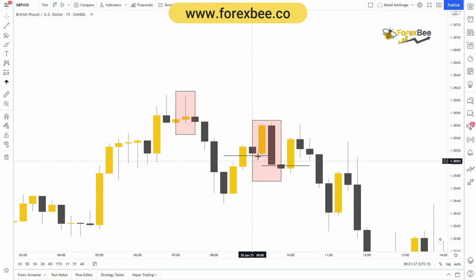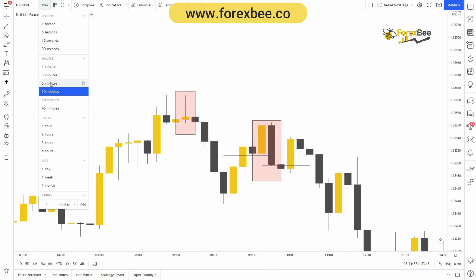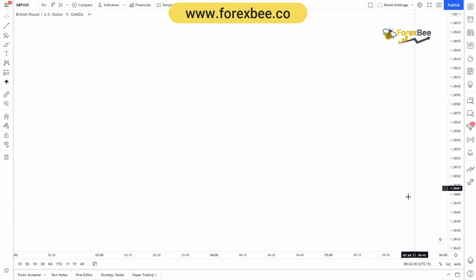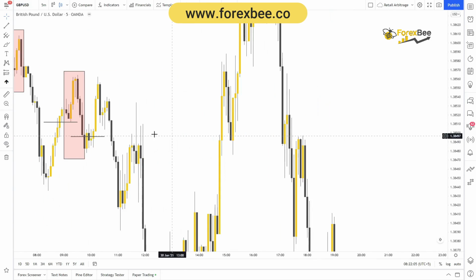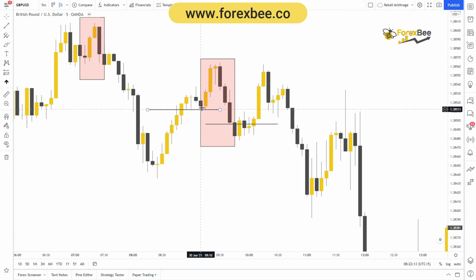In another example, we can see that this is a bearish engulfing candle, and when we go into a smaller time frame, we will see 3 bullish candles and 3 bearish candles forming this engulfing candle. Let me go to the 5-minute time frame and show it to you. Let me zoom in. As you can see here, there are 3 bullish candles and 3 bearish candles, which all combine and form the engulfing candle at a higher time frame.